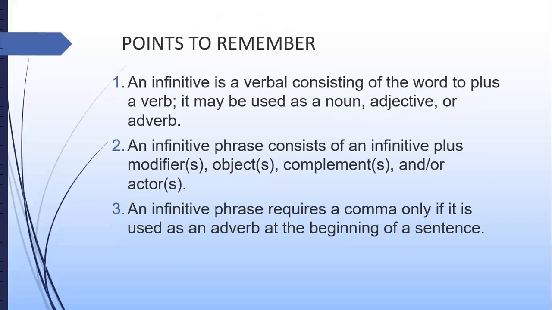Points to remember. An infinitive is a verbal consisting of the word to plus a verb. It may be used as a noun, adjective, or adverb. An infinitive phrase consists of an infinitive plus modifier, object, complement, and or actor. Actor means doer. An infinitive phrase requires a comma only if it is used as an adverb at the beginning of a sentence. So these are a few pointers.